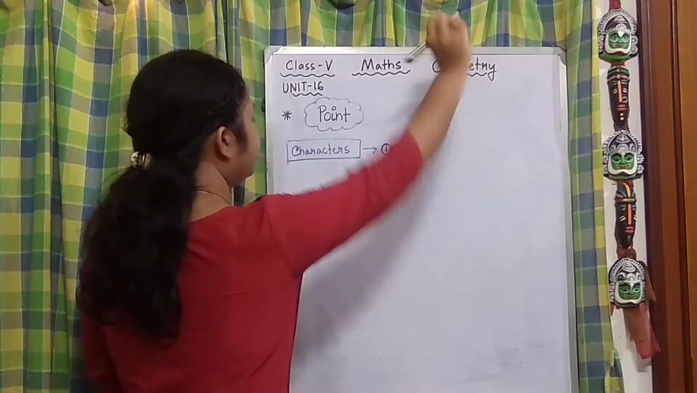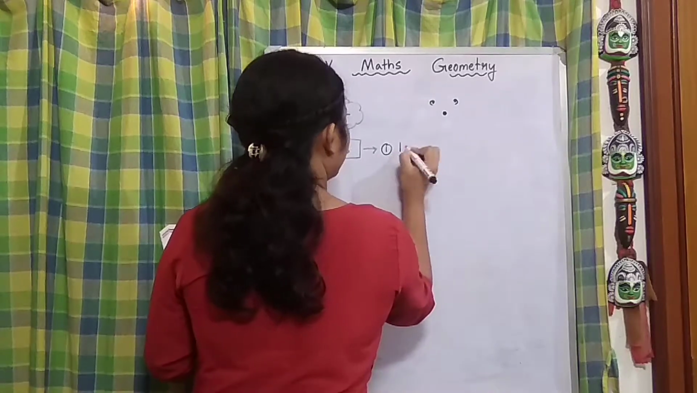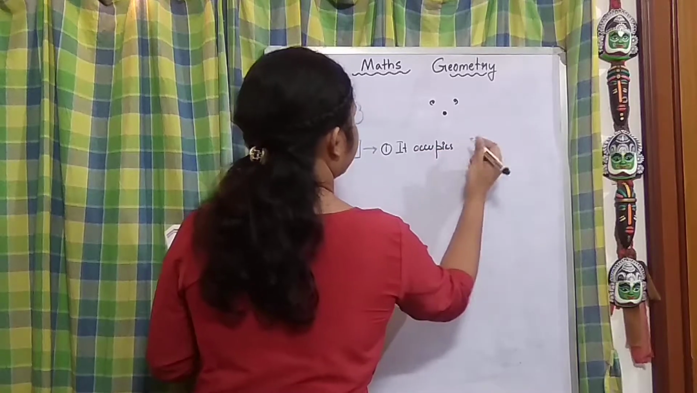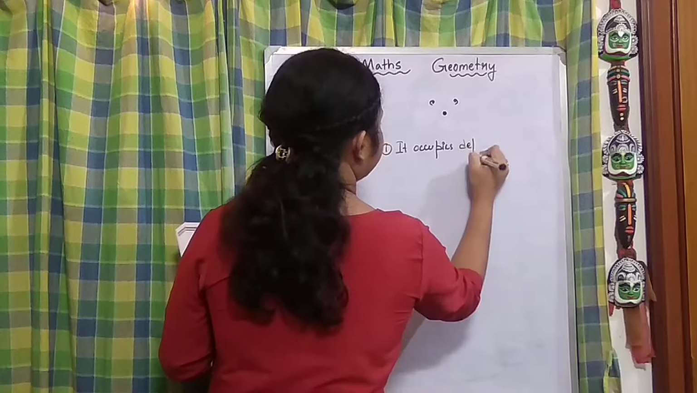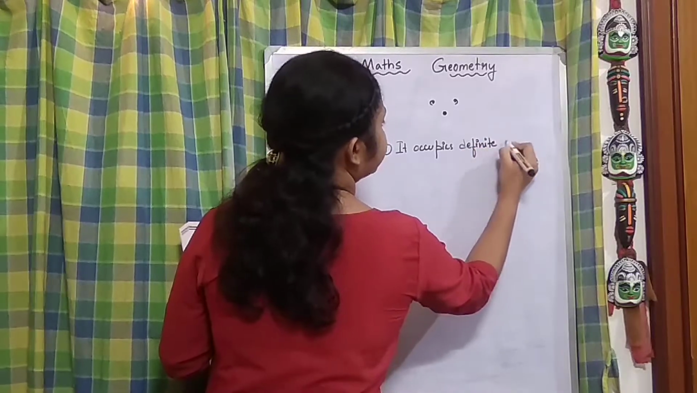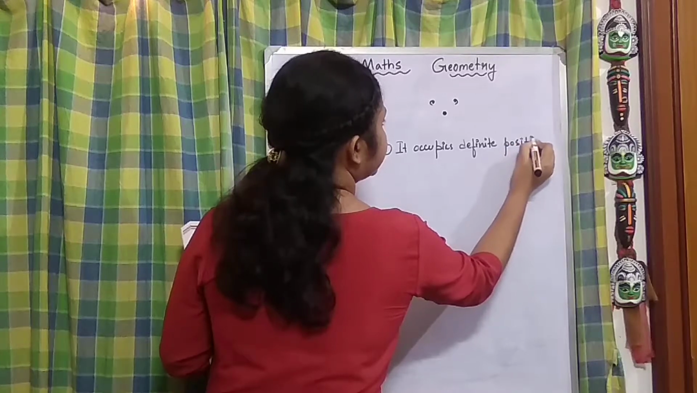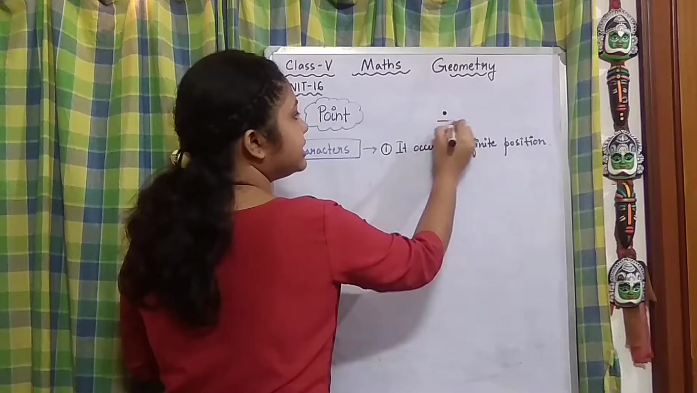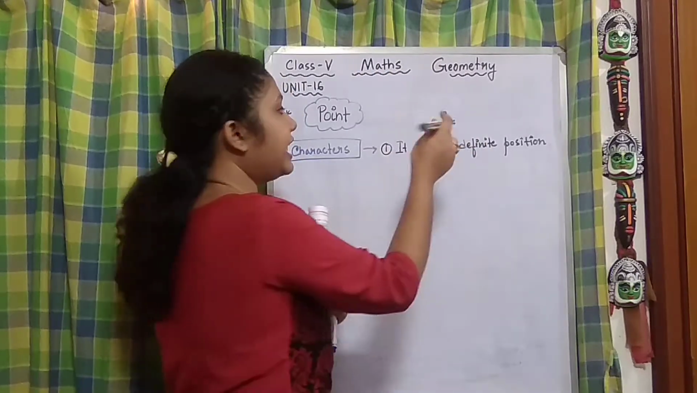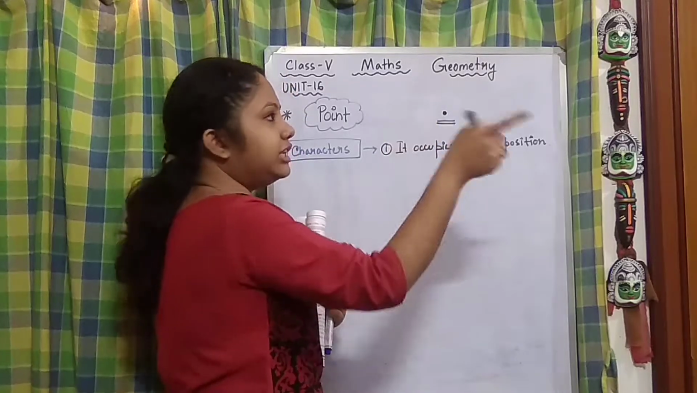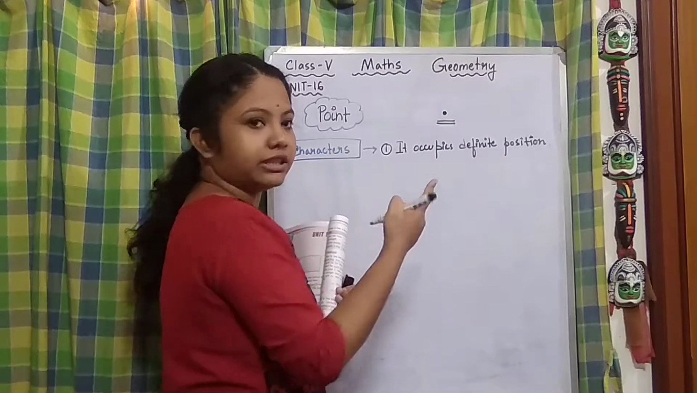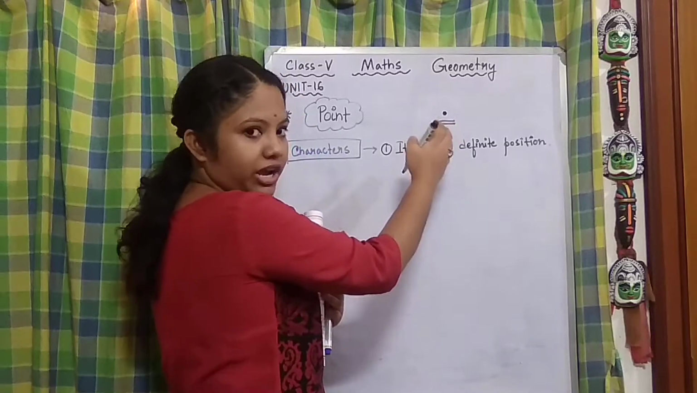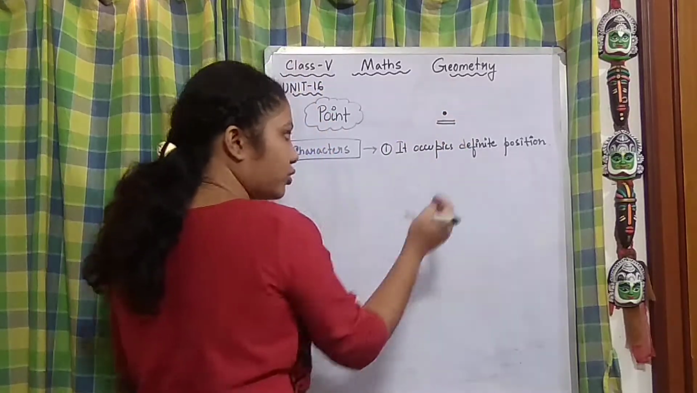Okay. So what are the characters? Firstly, it occupies a definite position, right? This point that I have drawn on the board is determining some position. I have marked this dot out here, and it is attracting your attention that it is occupying this definite position on this board, right? That means it occupies a definite position.